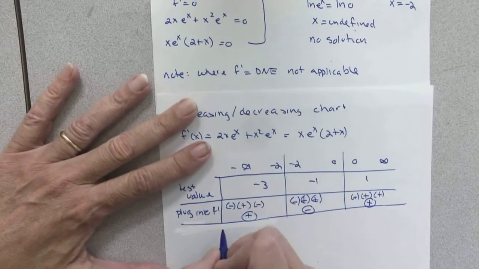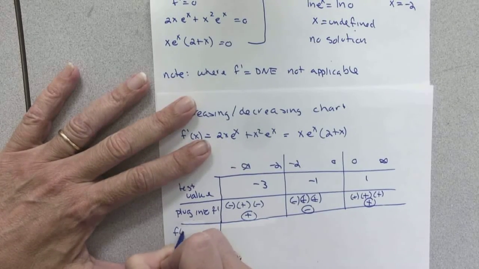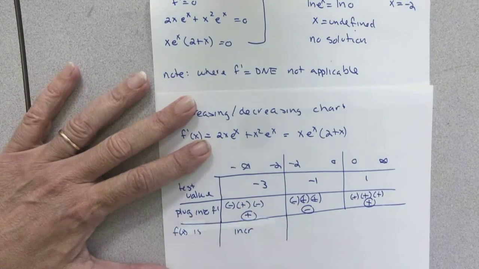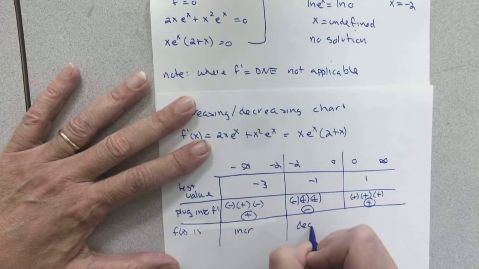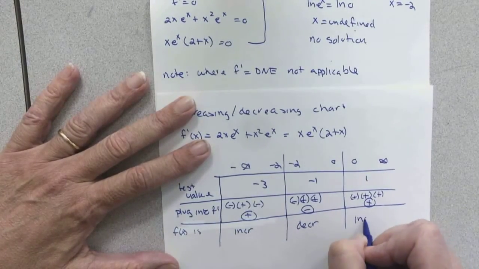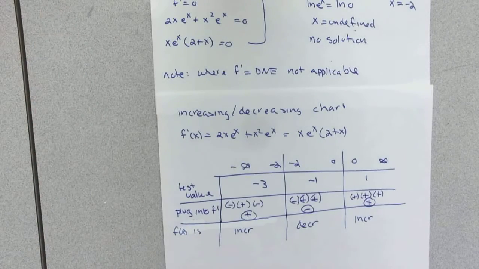But once I have this chart, this tells me that f of x is increasing because the derivative is positive, decreasing because the derivative is negative, and back to increasing because the derivative is positive. And from here, I can say what's going on with my local extremes. And that's what we'll do in the next video.